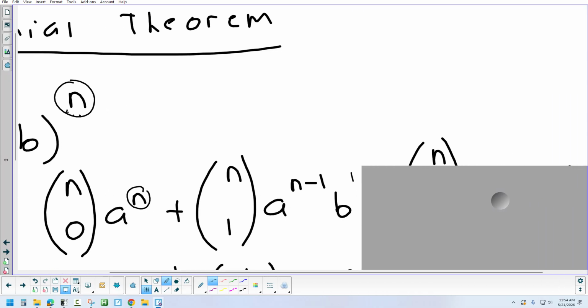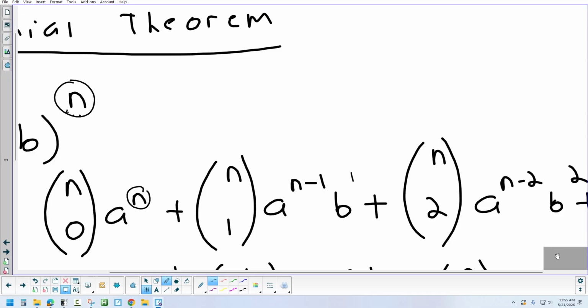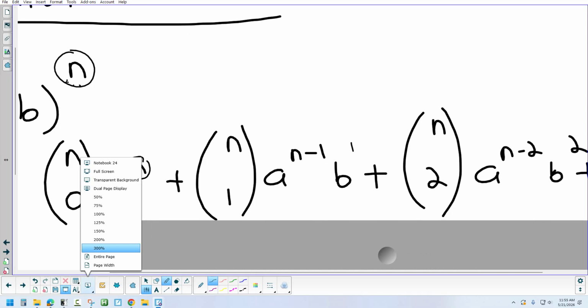How about my next, what's my next coefficient? Just the notation for it. Yep. n choose 2. Okay, so we've got to figure out what n choose 2 is. The exponent on a goes down again, so now it's going to be n minus 2. The exponent on b is going to go up. It's going to go to the second. Yeah, and we can continue this pattern as long as we want.